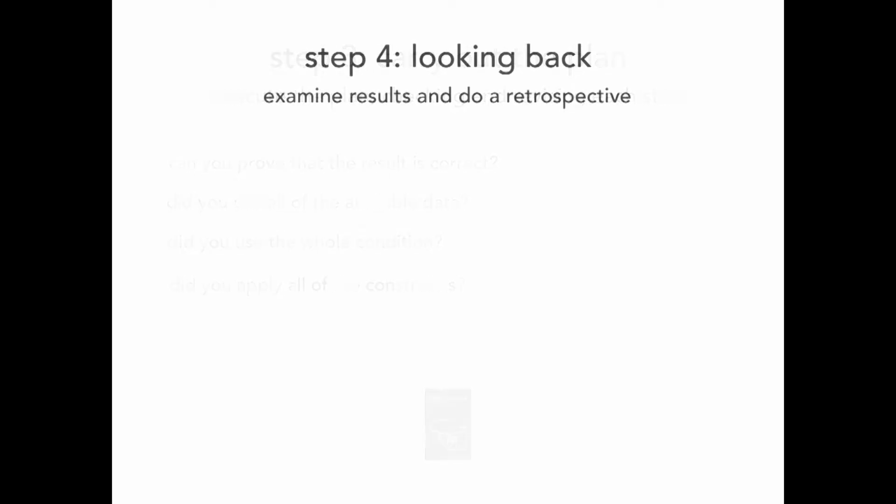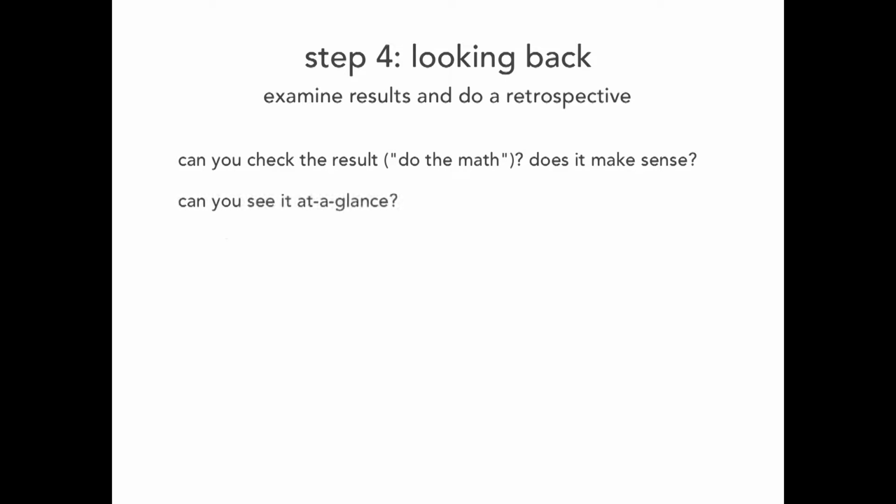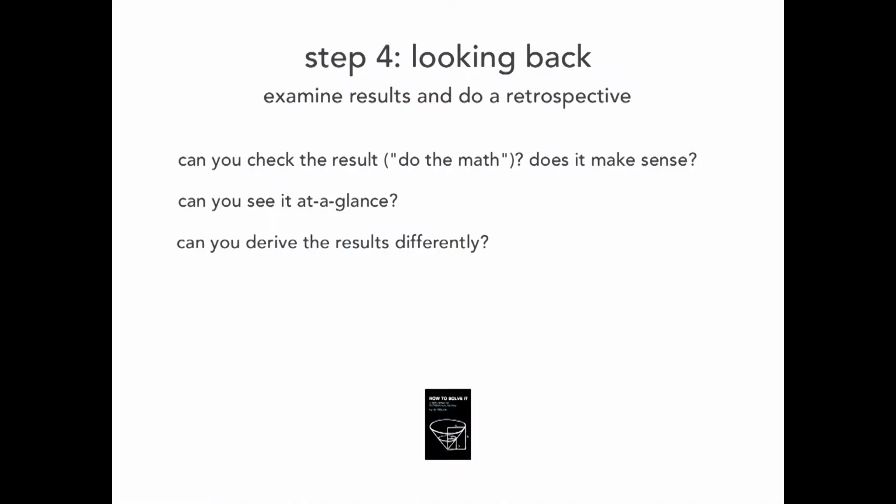And finally, in step four, we look back and do a retrospective and examine the results. Can we check the results? Can we, quote, do the math? Does it make sense? Can we see the problem at a glance? In other words, once we solve the problem after weeks and weeks of work, it's like, oh, that was so easy, I should have seen that before. These are good indicators that the problem has been solved correctly. But can we derive the results differently is also another way of really proving that we found the right results.